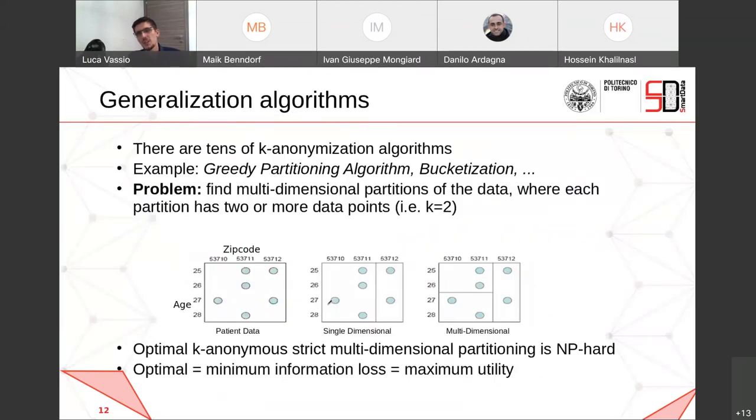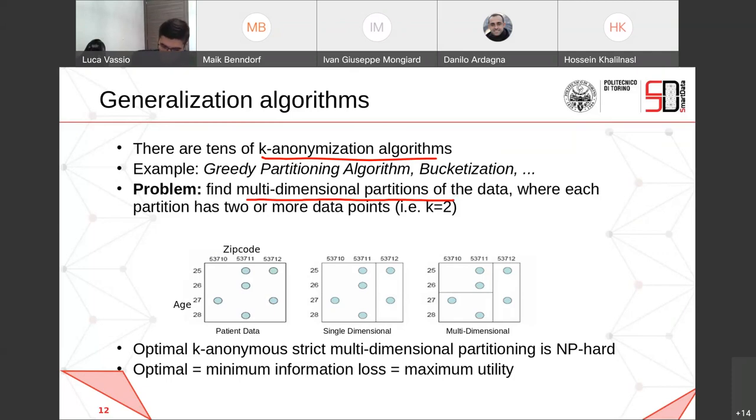How can we reach generalization in the optimal way? There are a lot of categorization algorithms, like greedy partitioning, bucketization, etc. We are not going into details, but all these problems try to find a multidimensional partition of the data, such that, of course, each partition needs to have at least k points, where k is the k-anonymity.